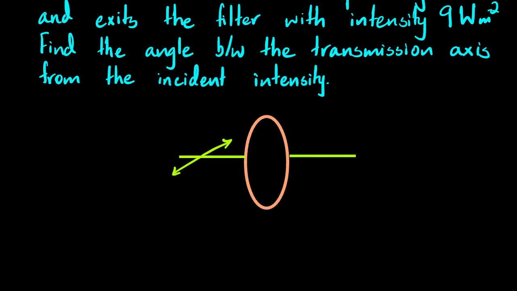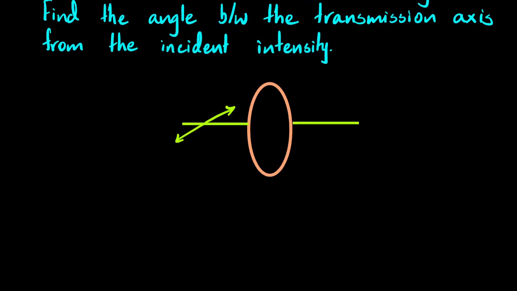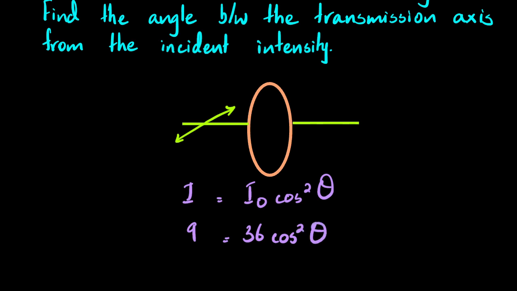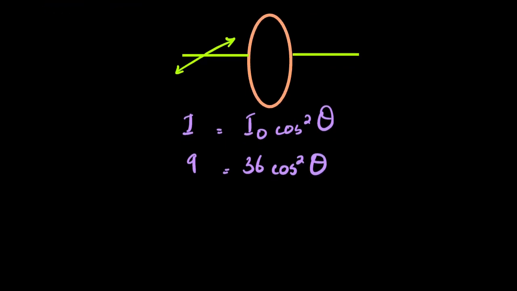So in this case, if we need to find the angle, this is not a problem, because Malus's law actually tells us the angle between the incident intensity and the transmission axis. So we really do not need to think about it as hard as we did in the previous part. We can just go ahead and use the relationship. So I equals I naught cos squared theta. I naught was 36 and this was 9, the intensity after passing through the filter. So cos squared theta is what we need to find.